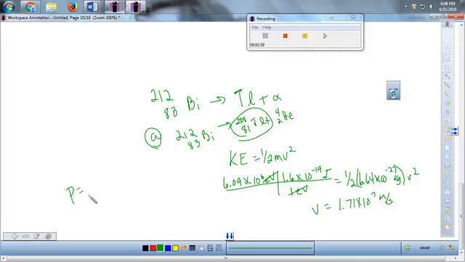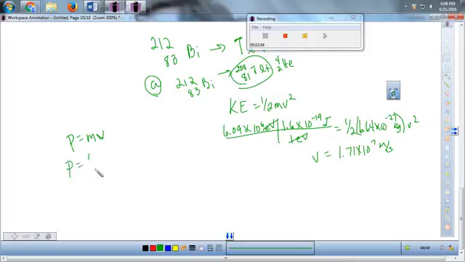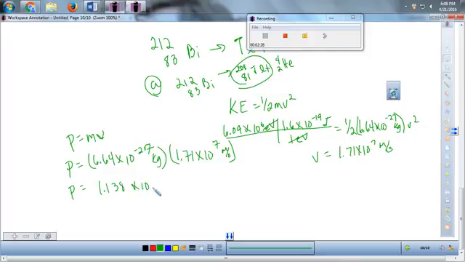So p is equal to mv. So p is going to be equal to, well, the mass was 6.64 times 10 to the negative 27 kilograms. The velocity was 1.71 times 10 to the 7th meters per second. So when I multiplied those, I got the momentum to be 1.138 times 10 to the negative 19, kilogram meters per second. So that was part B. And again, not a challenge at all.